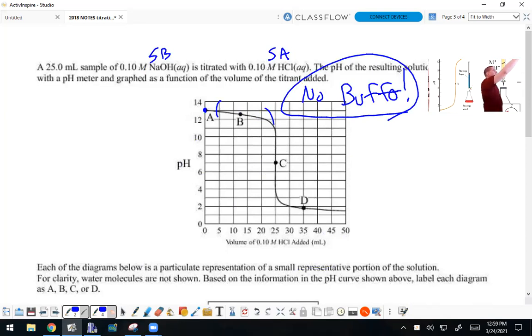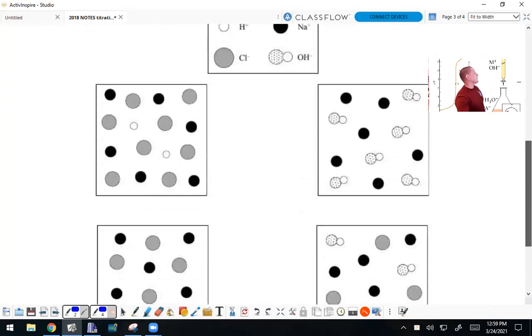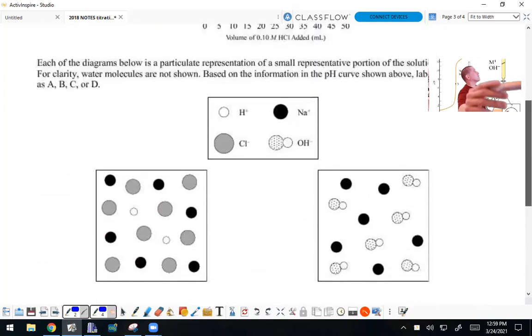So same as before. This is now the base only. Here the base is in excess. The acid is the limiting. Here the two are equal. And here the acid is in excess. So, you know, the same shaped curve as the first one, just opposite. We're starting in higher pHs and ending up in lower. So we're going to do the same thing down here. So just looking at that quickly.